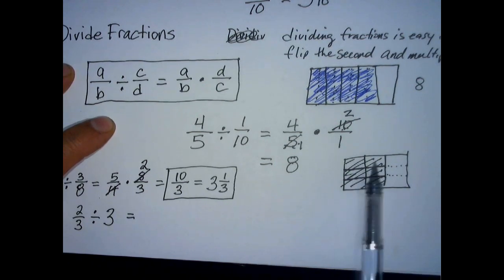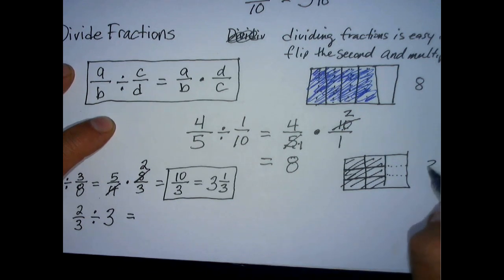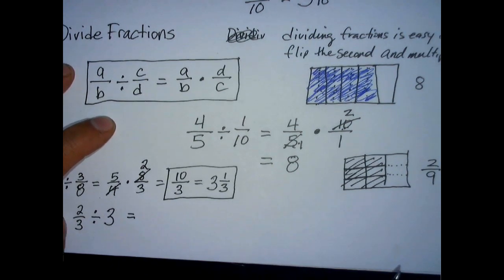I got 2/3. This is 2/3. I split it into 3 parts. There's 2 and the 2 out of 9. That's the visual.